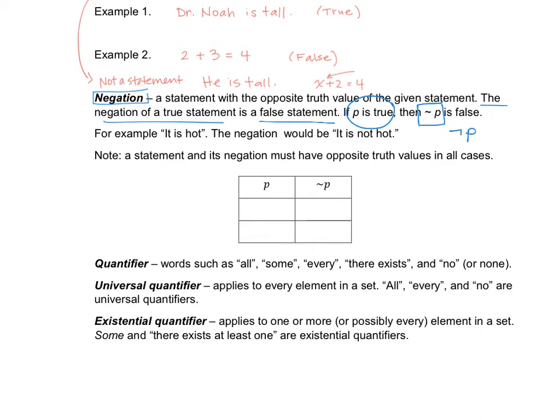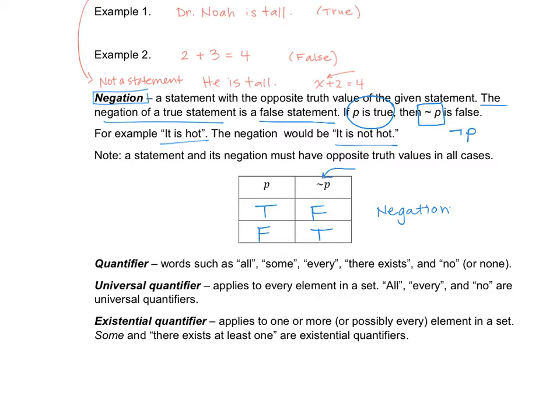So if we say it is hot, the negation would be, well, it's not hot. So a statement and its negation have to have opposite truth values in all cases. If we say that statement P is true, then not P must be false. If we said the statement P was false, then not P would have to be the opposite, which would be true. So we've just completed a table on negation. And really what happens is the not makes us have the opposite truth value.